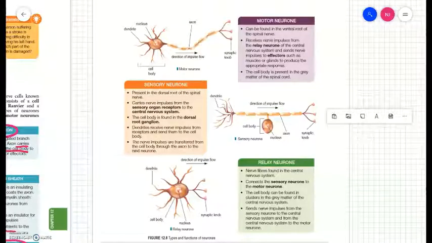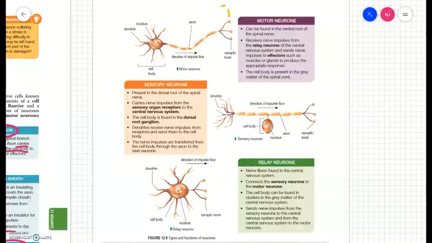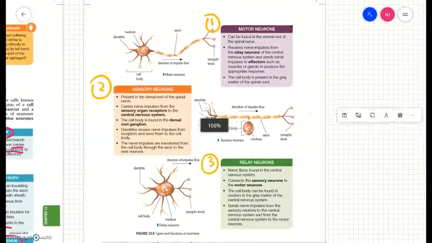Okay, what we have learned in the video part 1 is the general structure of neurons. In general, but actually there are 3 types of neuron. The first one is motor neuron, the second one is sensory neuron, and then the third one is relay neuron. Okay, how do they connect?